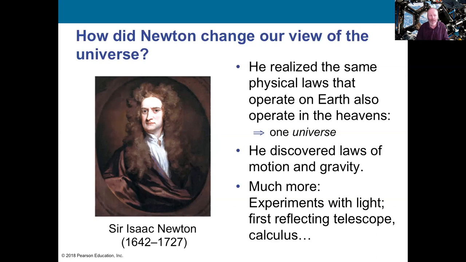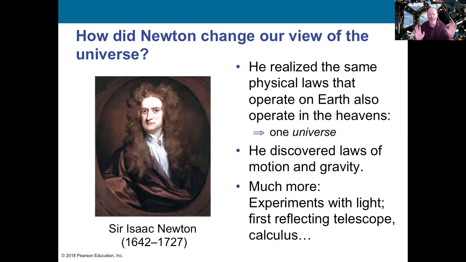And one of his insights was that the stuff that's happening out there with the moon and the planets and the sun is the same stuff happening down here on Earth. There wasn't that difference. There wasn't that disconnect that a lot of the Aristotelians and others claimed, that things here on Earth don't operate the way they operate up there.